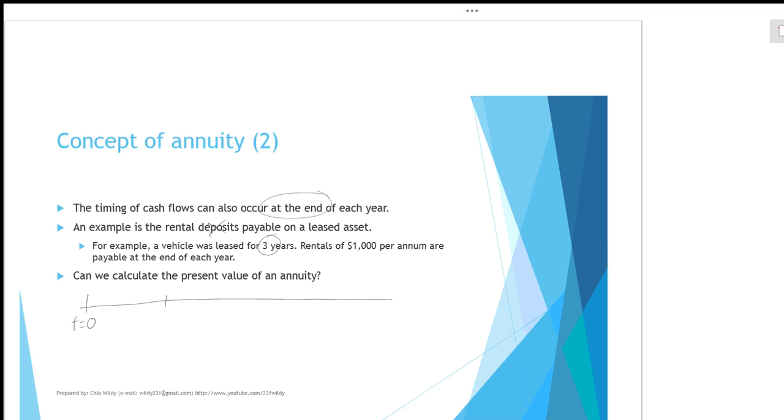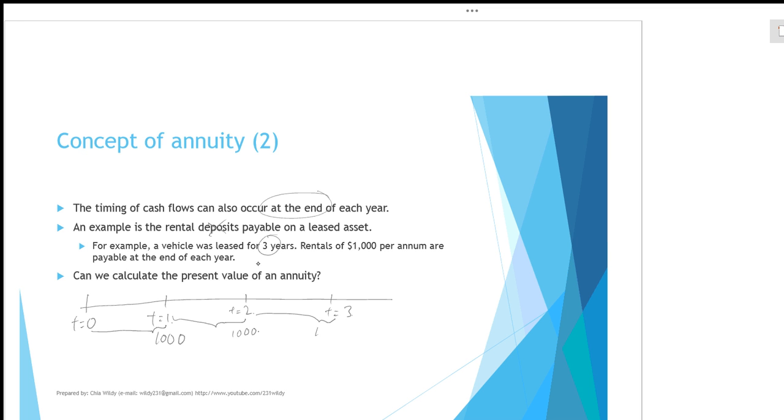So let's say t equals 1. The rental 1,000 paid would be for the first year period. For the second year period, 1,000, and t equals 3.